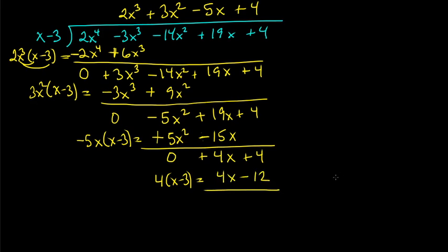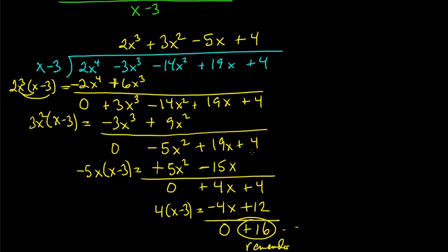Subtract, or better yet, flip the signs and add. So negative 4x plus 12, right? And so 4x minus 4x is 0, and then 4 plus 12 is 16. Okay, so now we know we're done because there's nothing else to bring down here. 16 is the remainder, right? And then up here, this is the quotient.